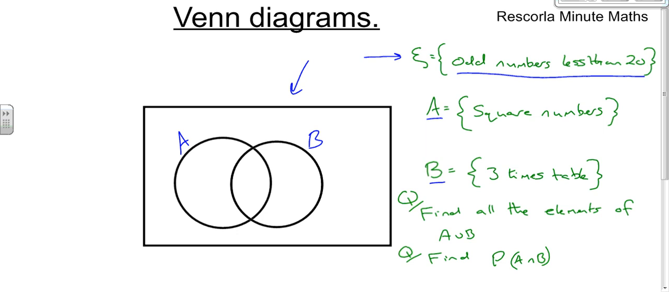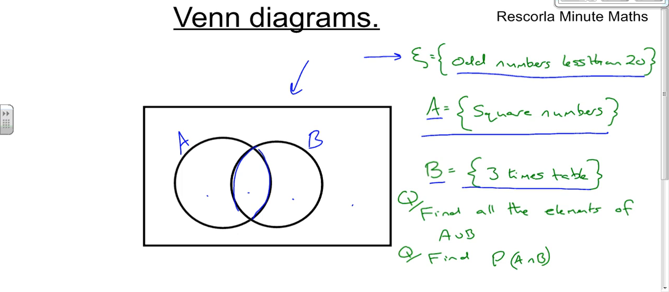It's got to be an odd number, less than 20. So we've got 1, 2, 3, 4 different sections. And what we do is we always start off with this here, which is the overlap. Now, in section A, in the A circle, we've got all the square numbers. And in section B, we've got everything that's in the 3 times table.